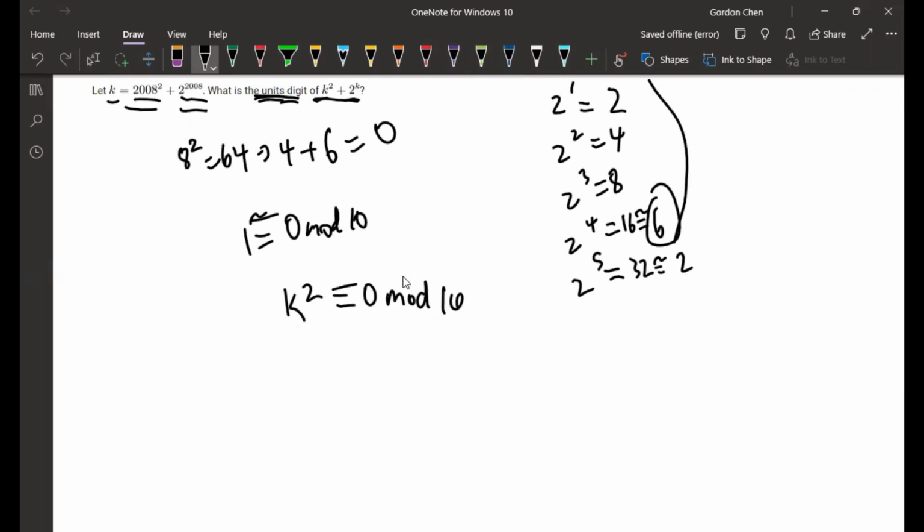So 2 to the 2008 is a multiple of 4, which means k is a multiple of 4. And so the units digit of that would be, the powers of 2 cycle in 4s. So 2 to the k, k is a multiple of 4, which means it has to be a 6. And so we have k squared and then 2 to the k, which means 0 plus 6 is congruent to 6 mod 10, which is the units digit.